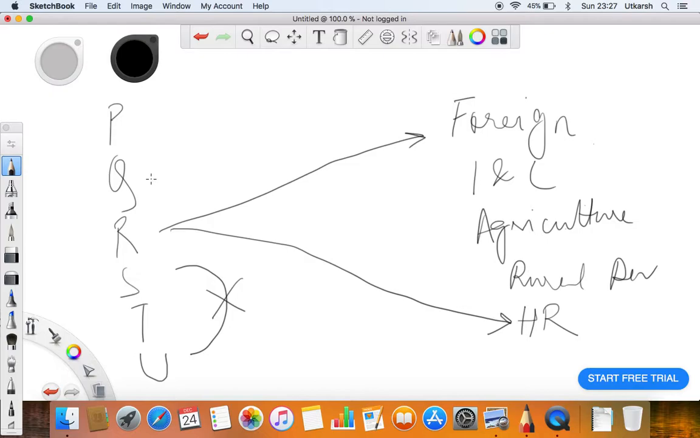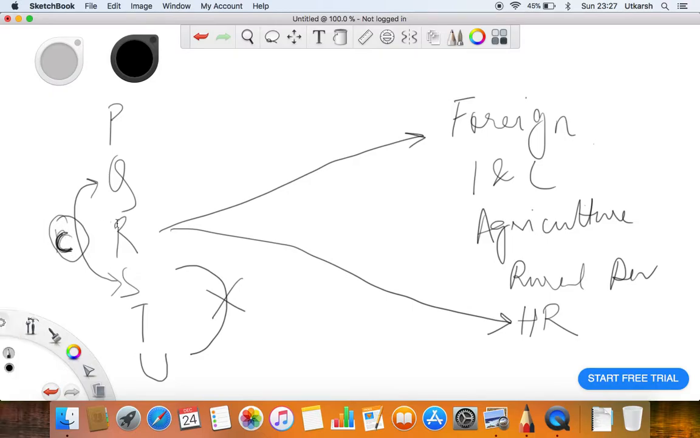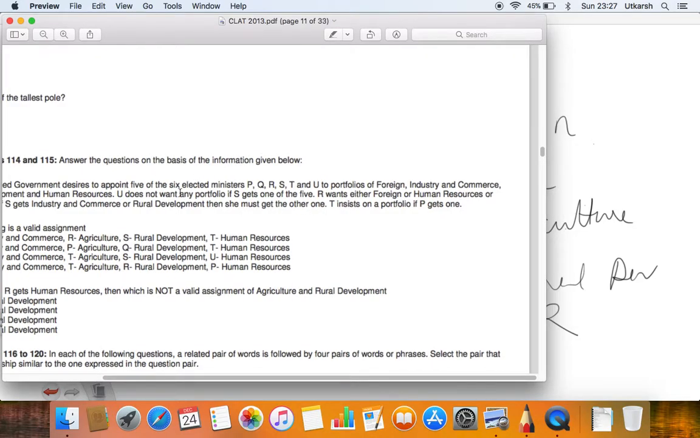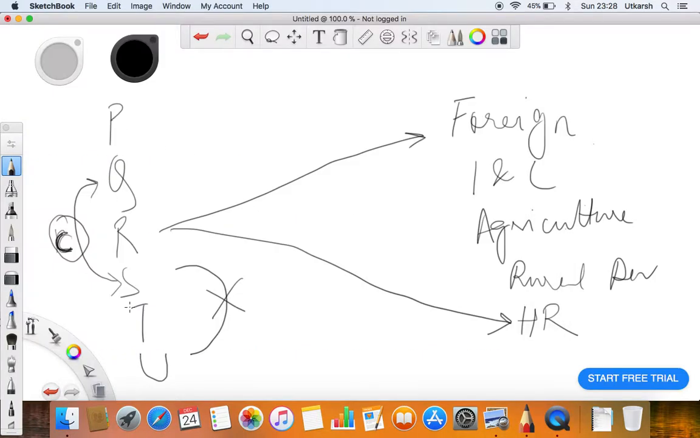All right. So this is slightly complicated. So we would not list this. We'll just write here that there's a condition. And T insists on a portfolio if P gets one. So T and P have to be together, right?